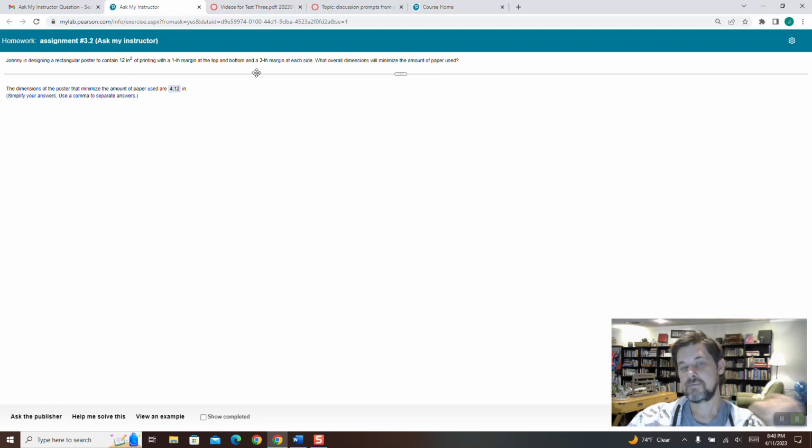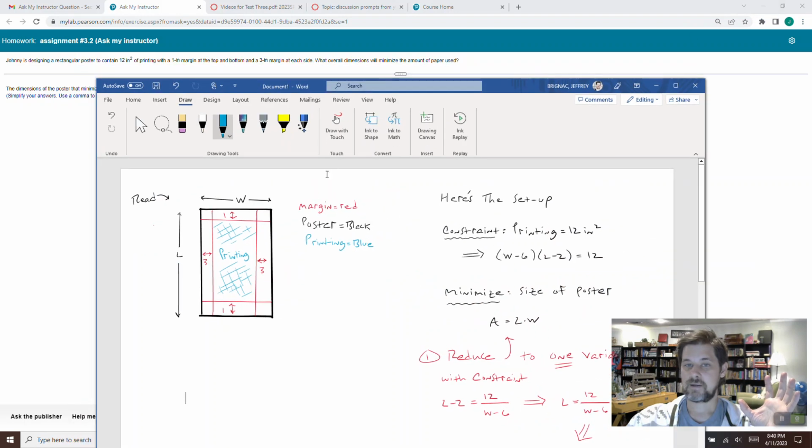So the truth is, there's a lot of ways you could put this together so that it has this much printing on it with these margins. But there's one way that will get the minimum amount of paper used with the printing and the margins the way that it's described. So here's the way I would think about it.